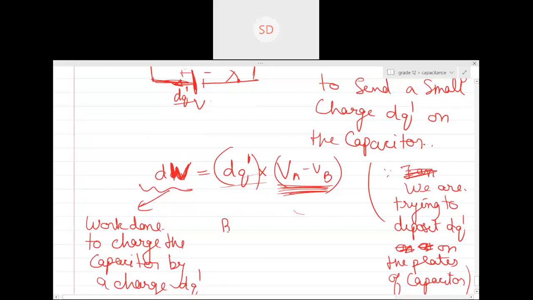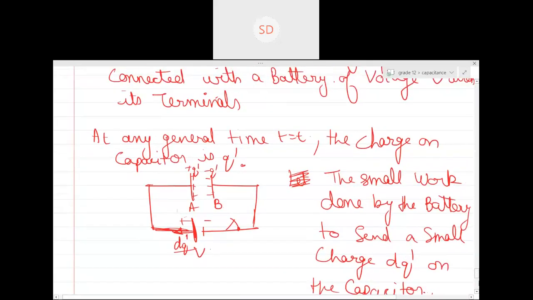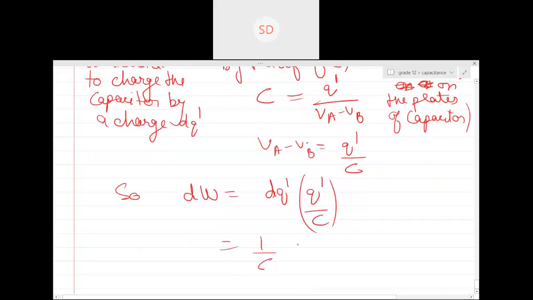So now, by the definition of capacitance, C will be equal to Q dash upon VA minus VB, right or wrong? So VA minus VB is basically Q dash upon C. I'll put this value over here. So dW will become dQ dash into Q dash upon C, that is 1 by C Q dash dQ dash.